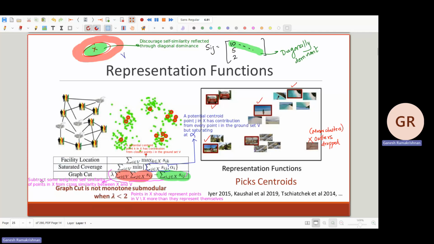So what is the third one doing? Subtracting some weighted self similarity of points in X from the cross similarity between X and V. That's basically saying, discourage self similarity, reflected through the diagonal dominance. The similarity matrix S_ij will have diagonal elements of self similarity. It's saying the diagonally dominant component you just remove, but not blindly; you remove it with some discount. That's the lambda. And the intuitive explanation: points in X should represent points in V minus X more than they represent themselves. That's all.